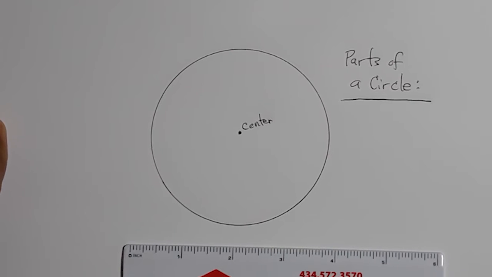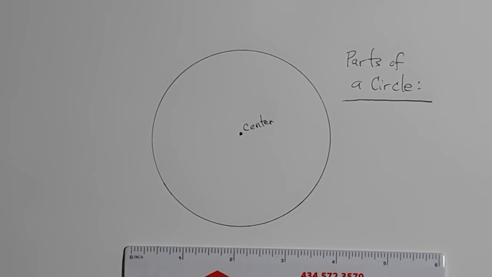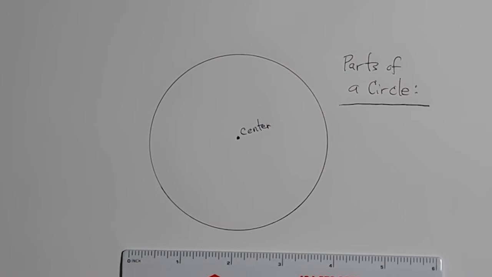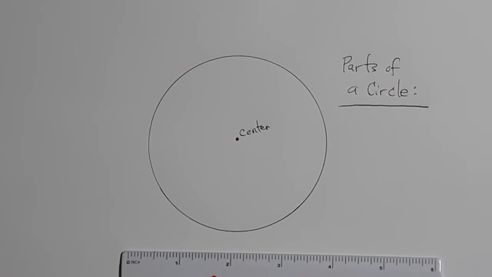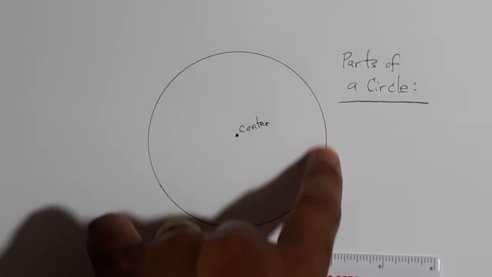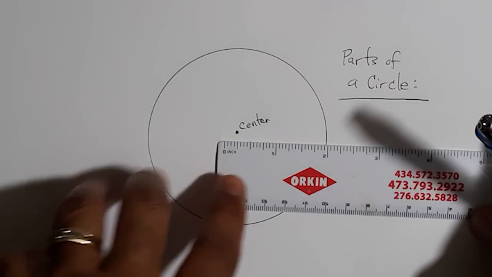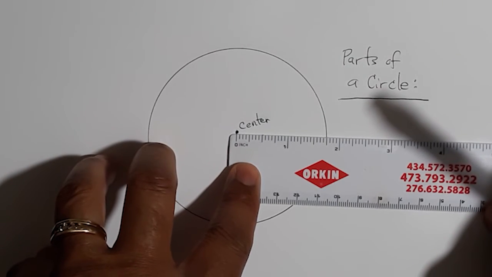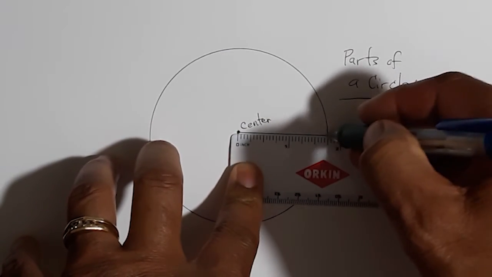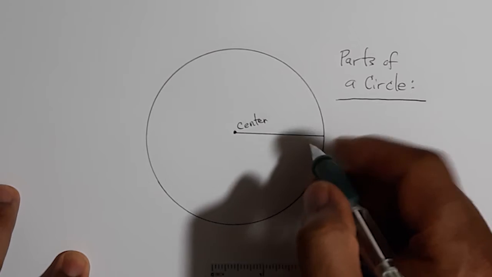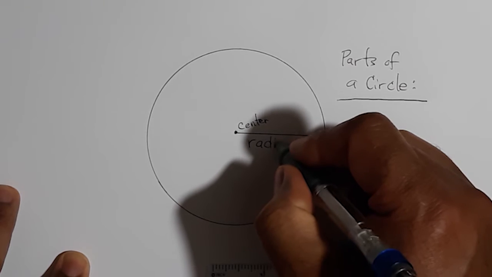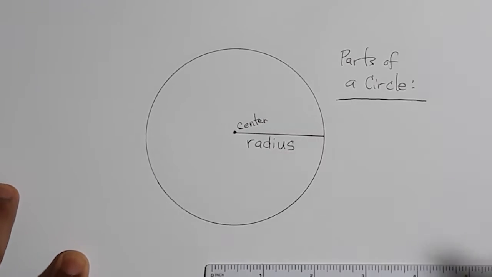All right. Next, we're going to find the diameter, the radius, the chord, and the circumference of a circle. So let's start with the radius. The radius is from the center to the outside or boundaries of the circle. So let's draw a line from the center to the outside boundaries of the circle. So this line right here would be our radius. And the radius is always half the size, 1/2 of the diameter.